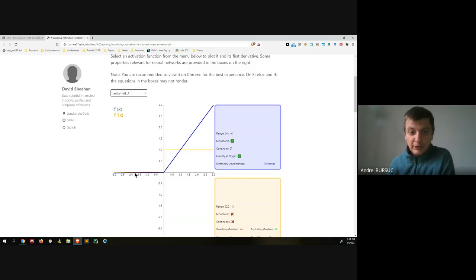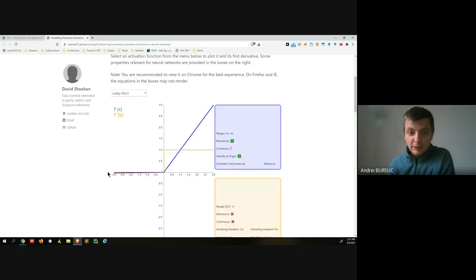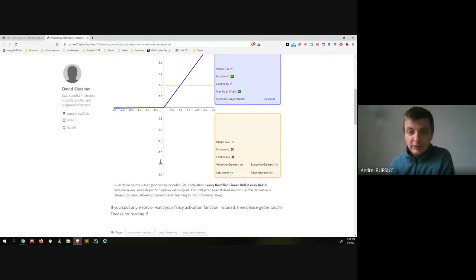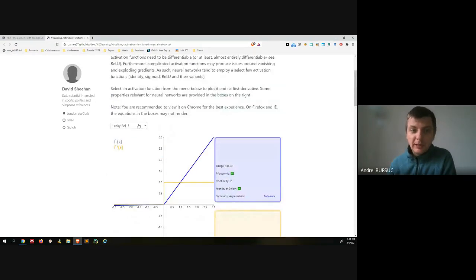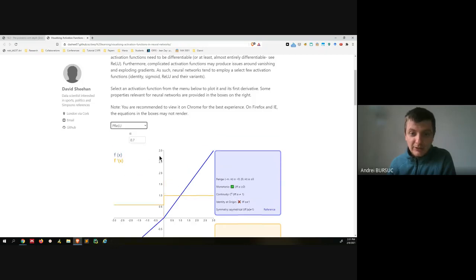In leaky ReLU, we have a small parameter alpha that allows us to not be always 0. It just goes like that for the negative. It's close to 0, but not quite 0, so we can still recover some information from there. And then, I'll let you have fun and analyze various other functions.